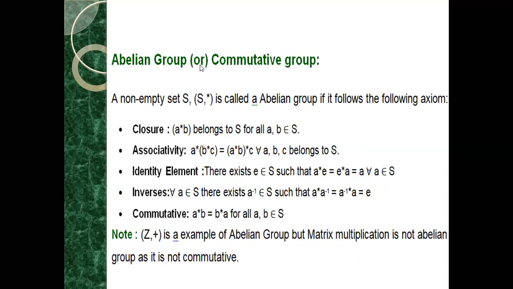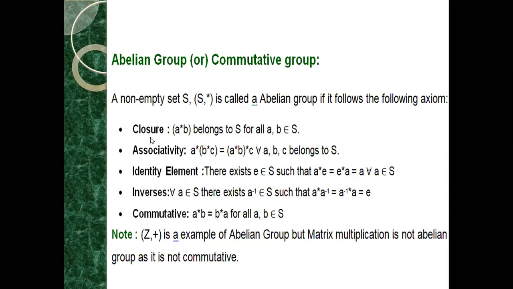Abelian group or commutative group. So what is an abelian group? The group along with another property a star b is equal to b star a is called an abelian group. So a non-empty set S star is called an abelian group if it follows the following axioms.